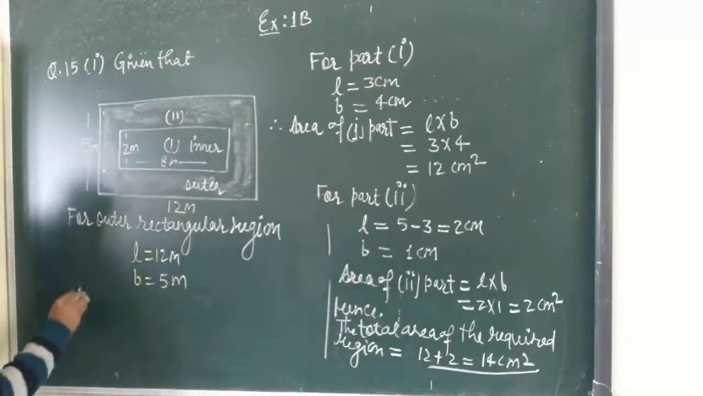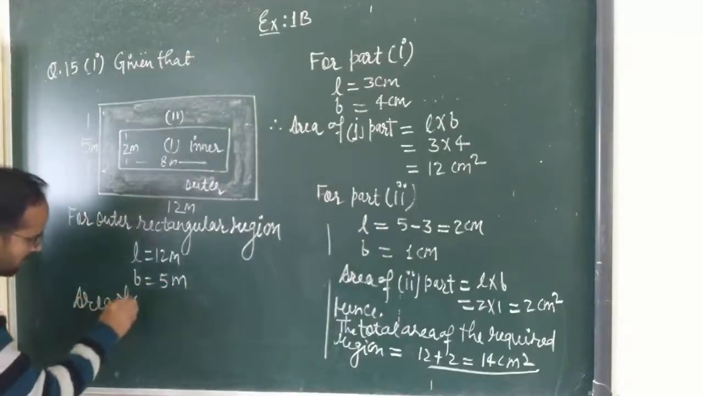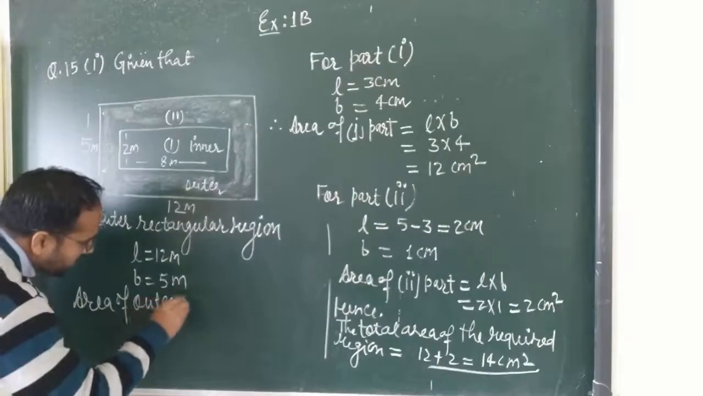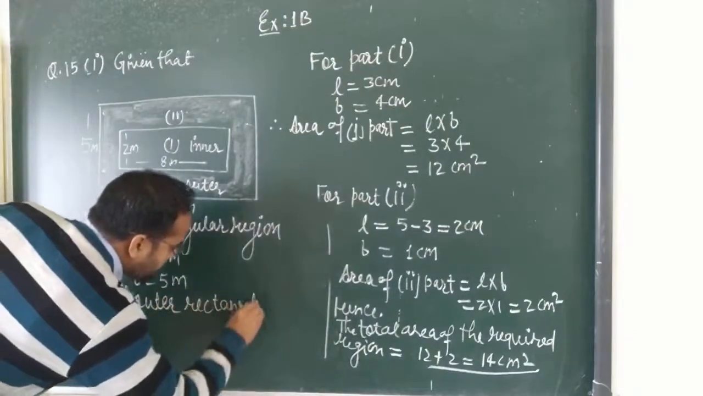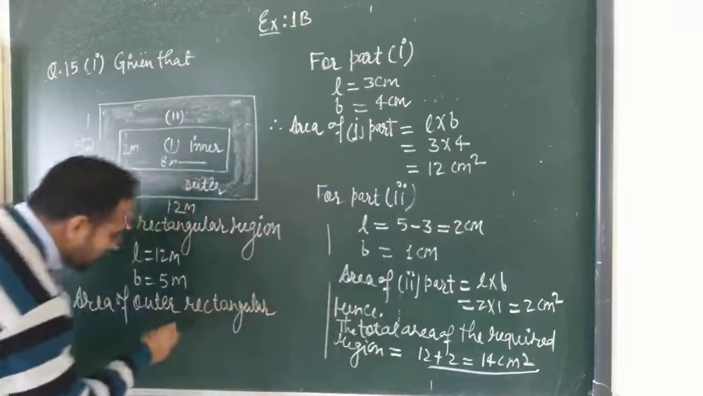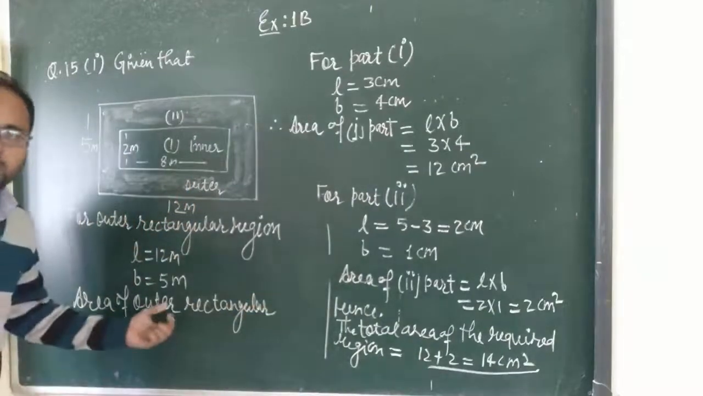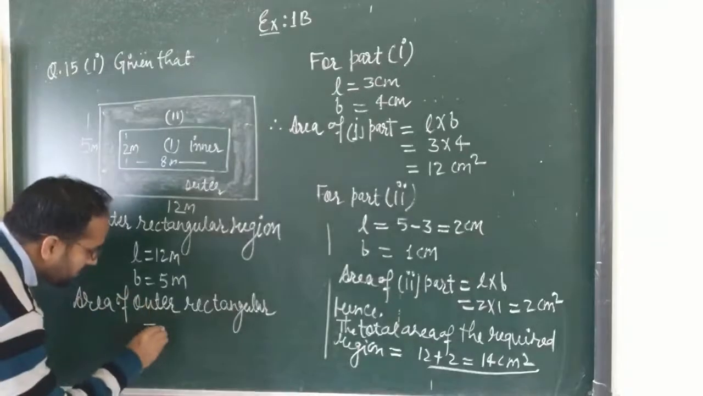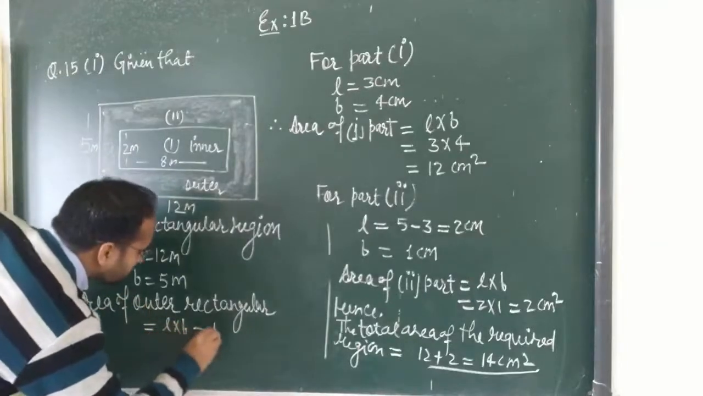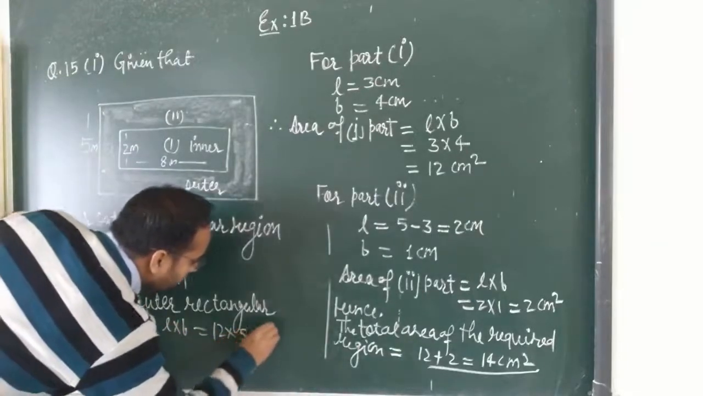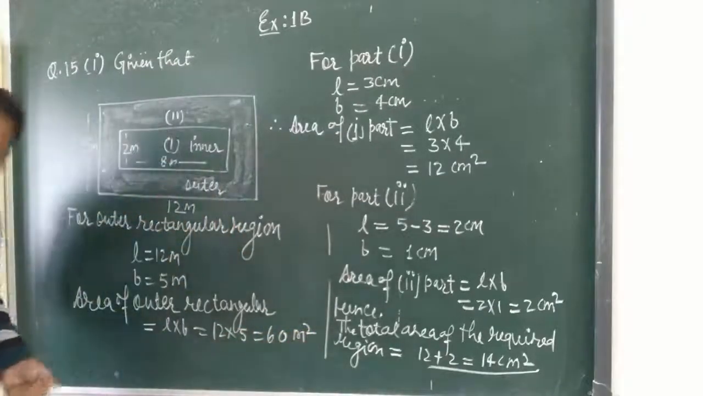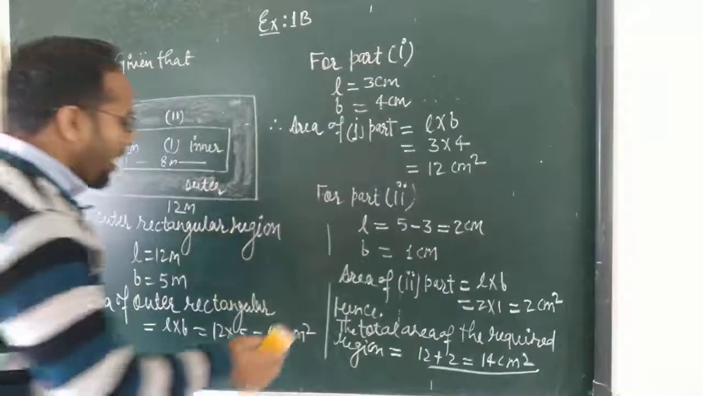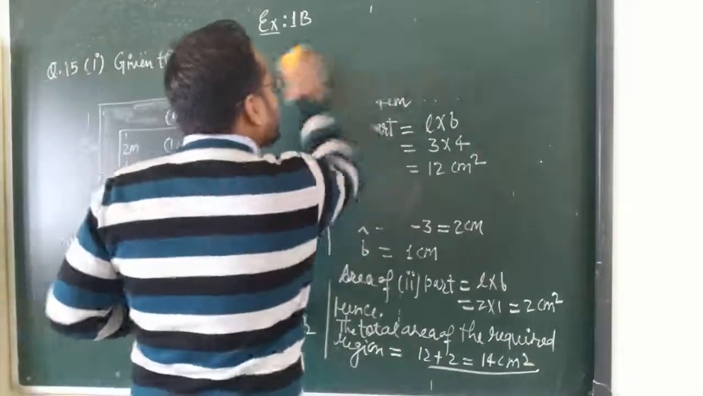So area of the outer rectangular region. You know that the area of a rectangular part is length multiplied by breadth, length into breadth. So 12 multiplied by 5, you will get 60 meter square as the area of this outer rectangular region.